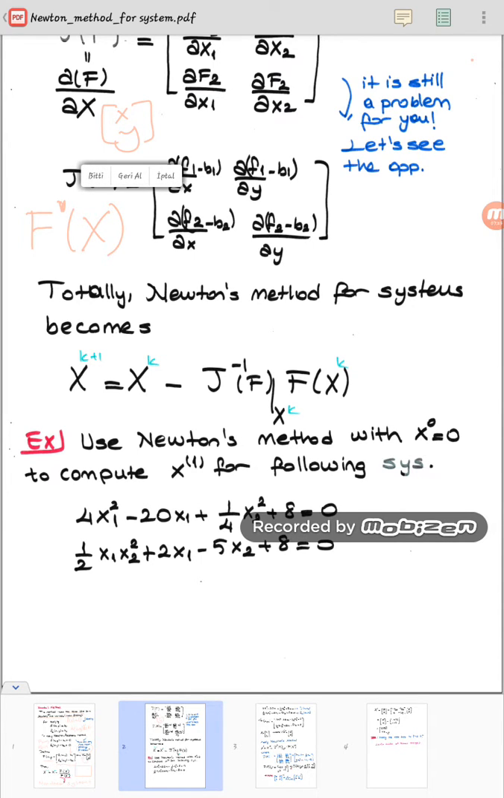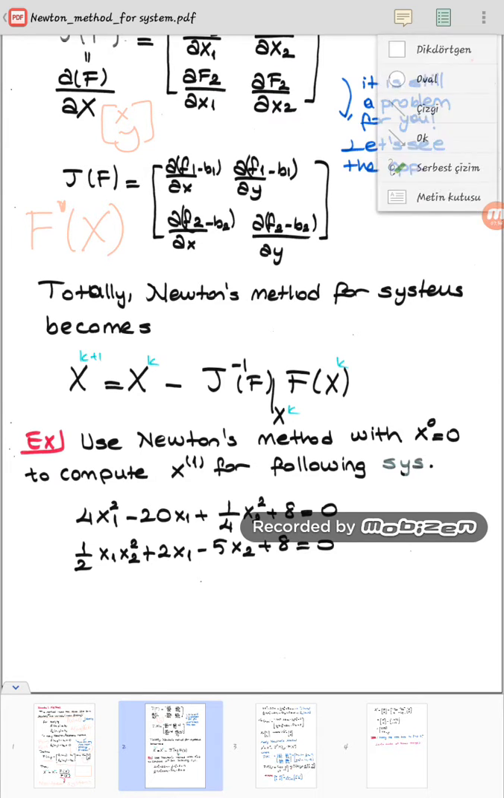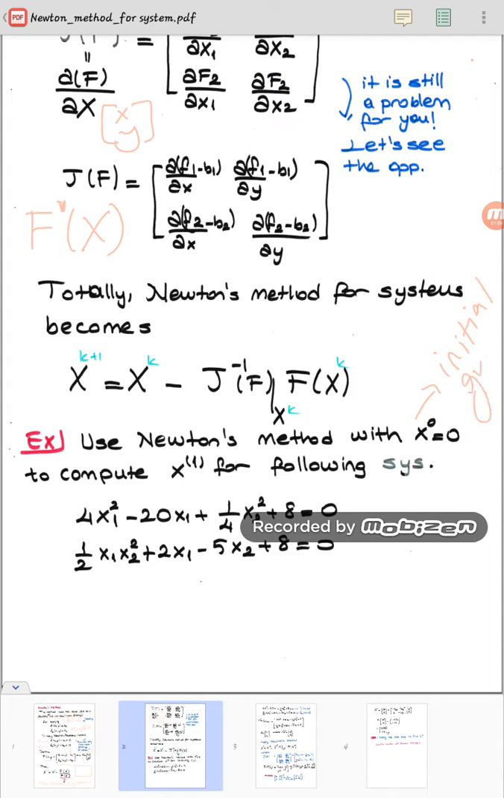Okay, so let's see an example to understand it better. It is more helpful for you, I think. For this reason, let's see how we deal with the solution. Okay, example: use Newton's method with x0 as 0 to compute x1. Do not confuse it with the superscripts. The superscript 0 means the initial guess, this is the initial guess. And x1 will be the first iteration.